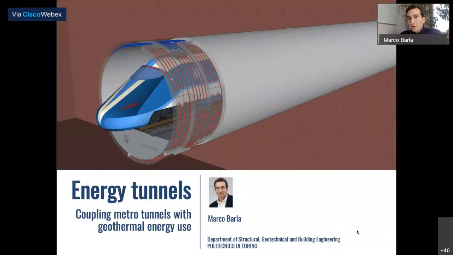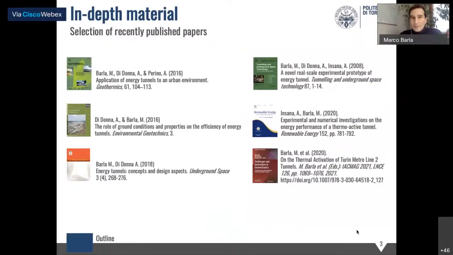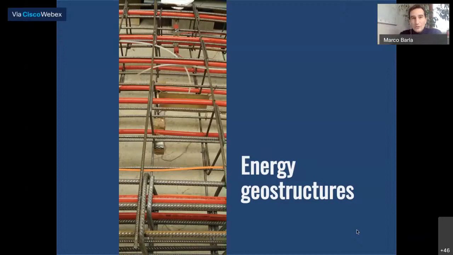Someone anticipated earlier about the drilling costs. And the idea here is that if we try to use a structure that we're going to build for other reasons, for example, a tunnel lining, as you see in this picture here, then we can save something from the drilling cost point of view. I think the slides are going to be shared, so I just put here a few references with respect to what I'm going to talk about.